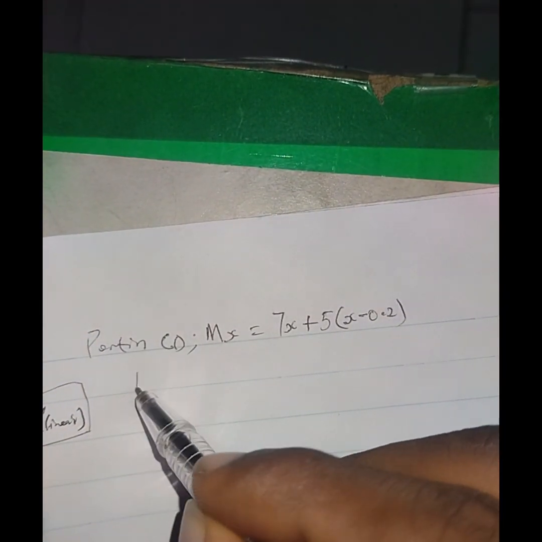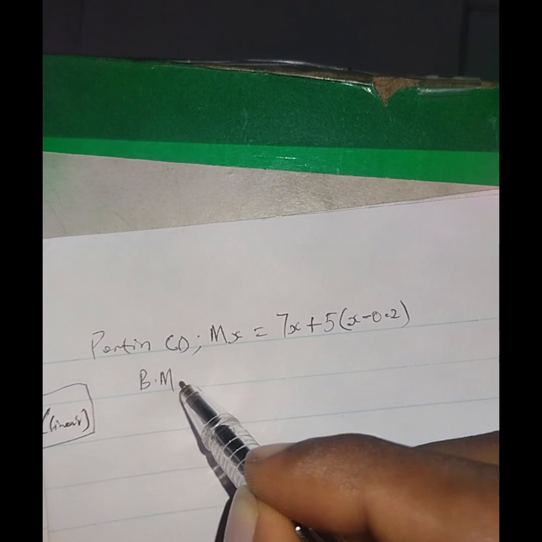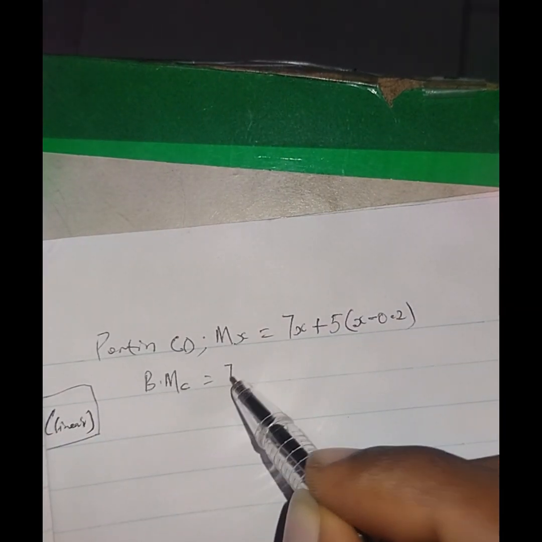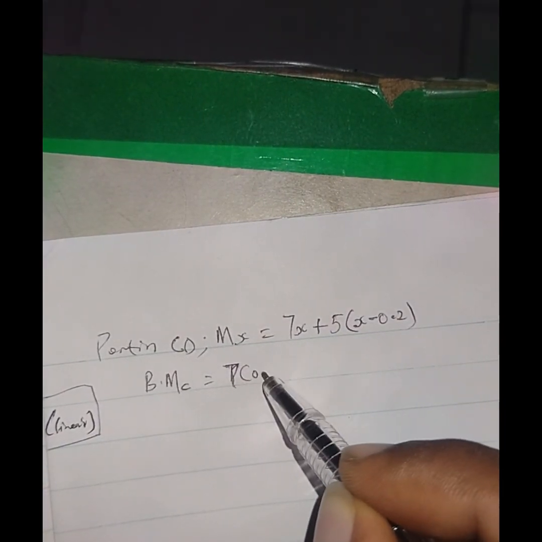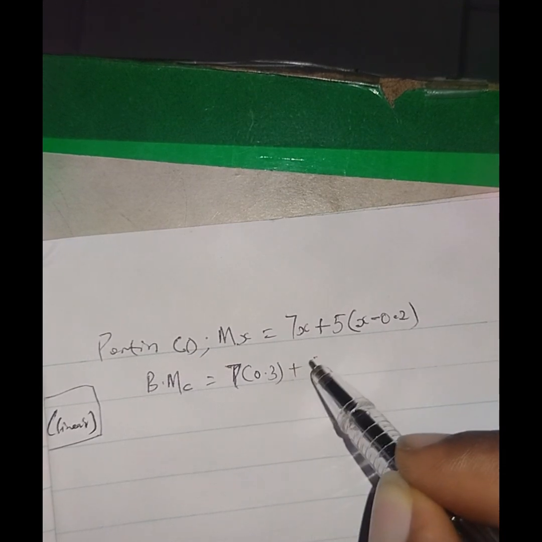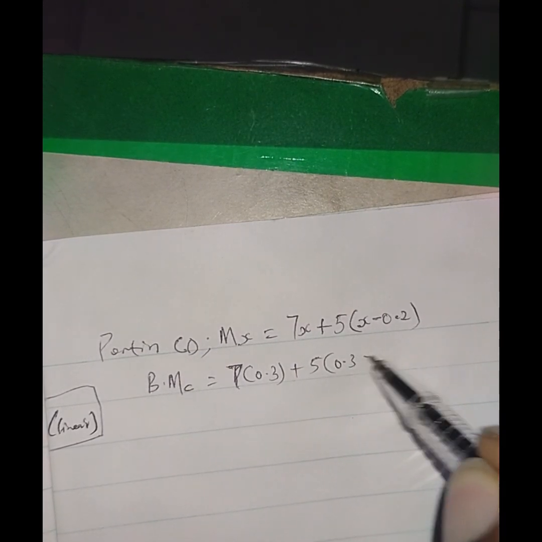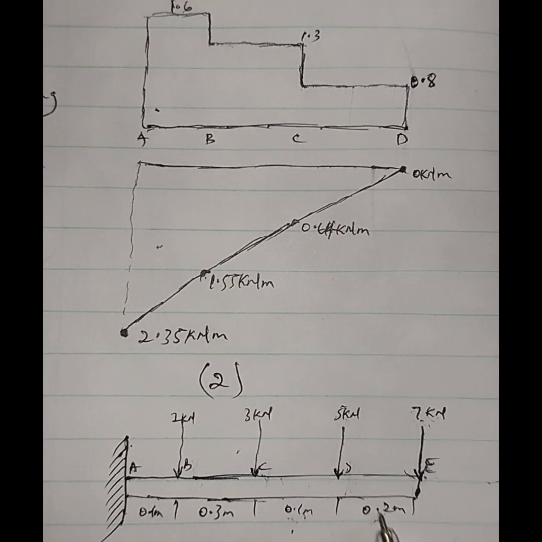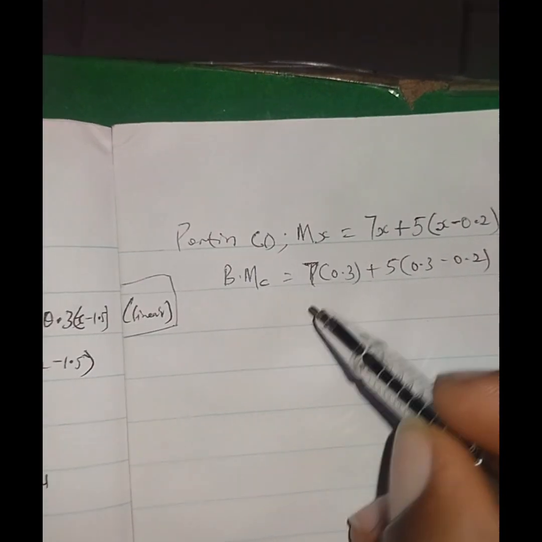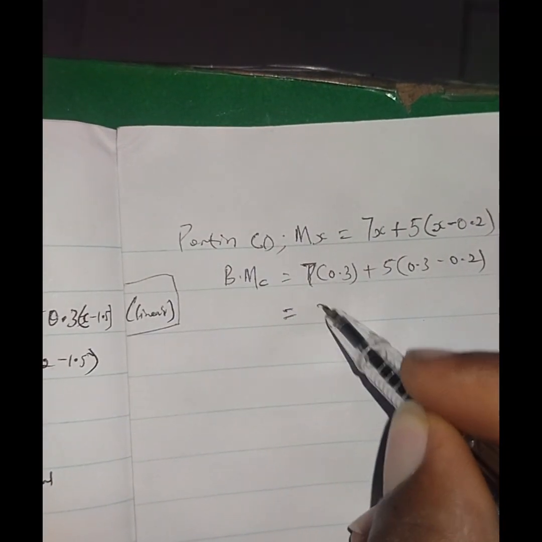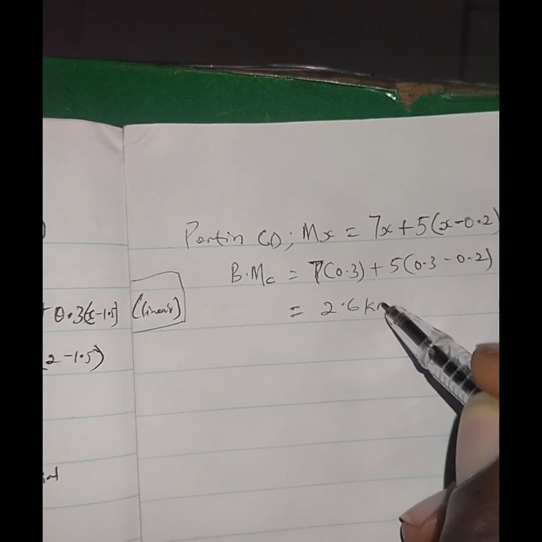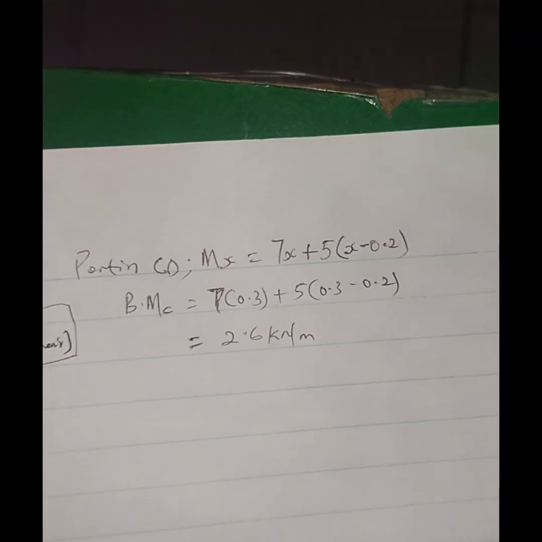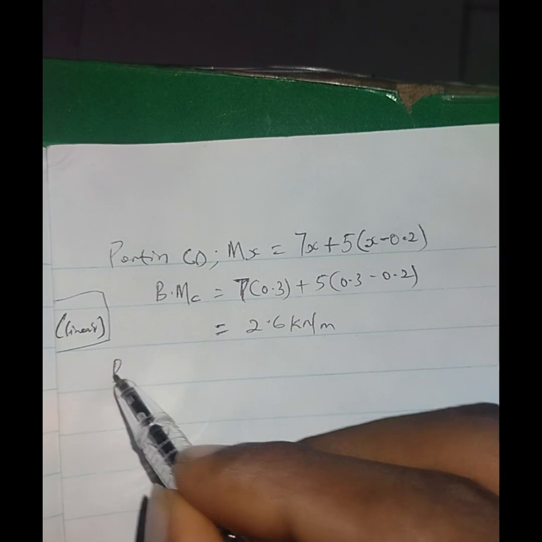So now the bending moment at C, 7 times 0.3 plus 5 into bracket 0.3 minus 0.2. That is 0.3. From C to E, 0.1 plus 0.2, that's 0.3. Now using a calculator, this will give you 2.6 kilonewton meter. Go to the next portion.